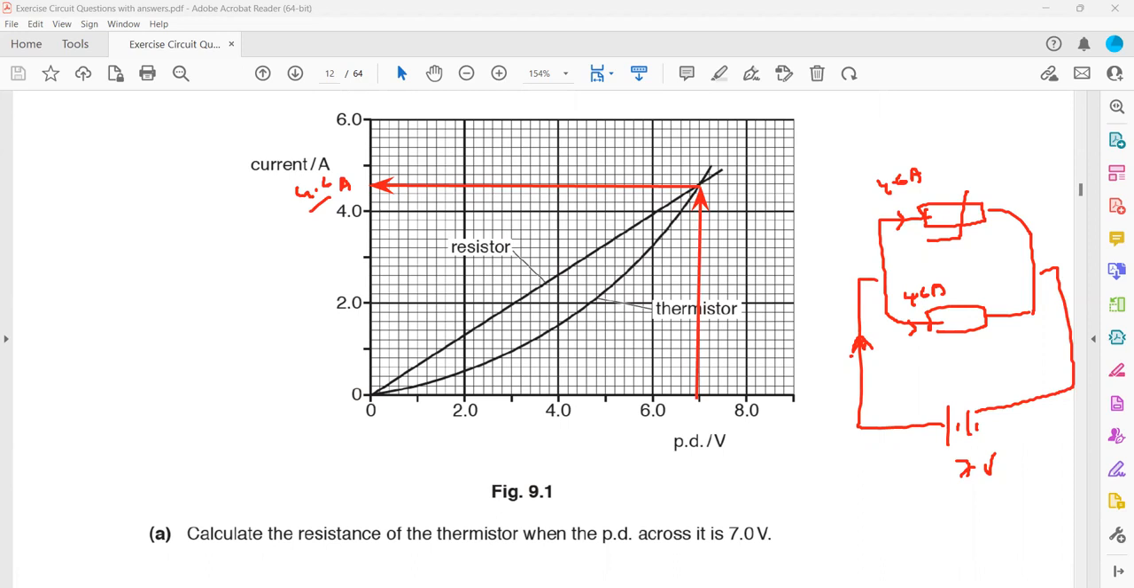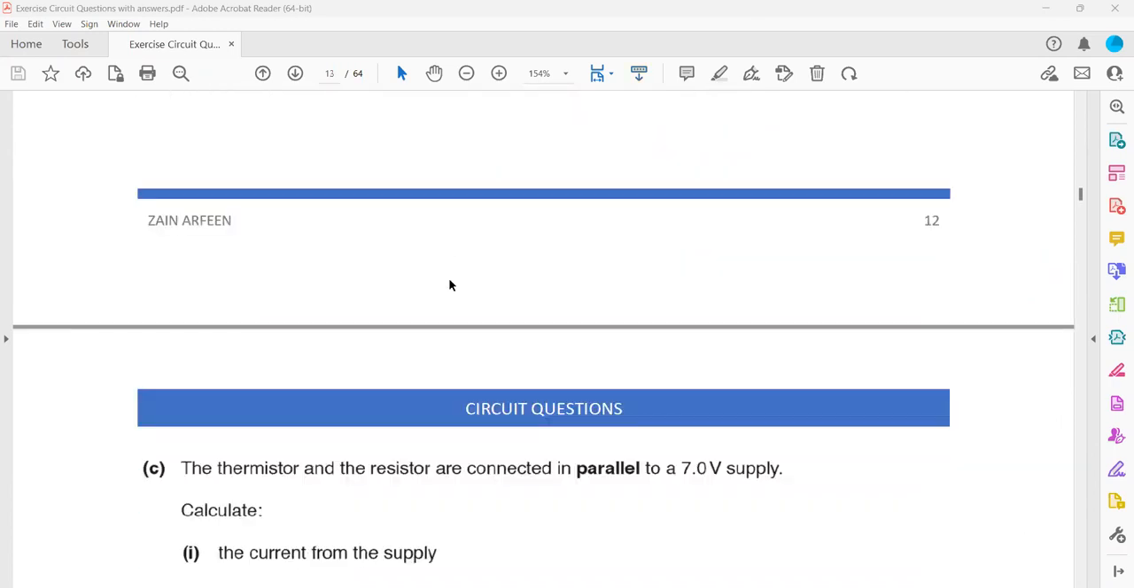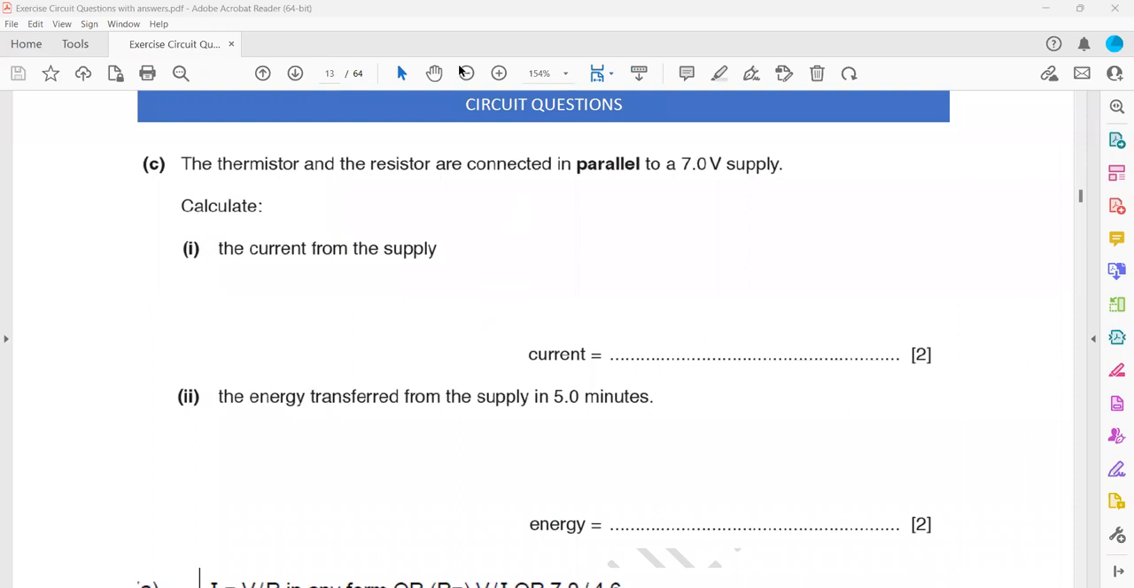9.2, because in a parallel circuit the current from the supply is equal to the sum of the current in each branch. So it will be 4.6 plus 4.6, which is equal to 9.2 ampere. If they were in series, they would have the same current. Like, what is the current in the thermistor? The same current will be there across. So that's equal to 9.2 ampere.